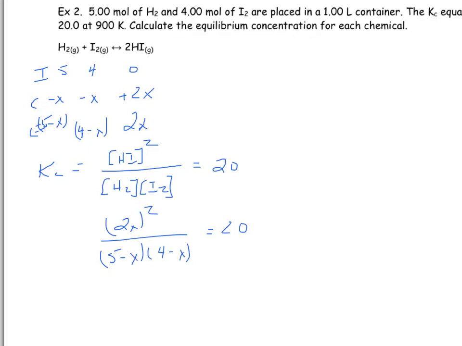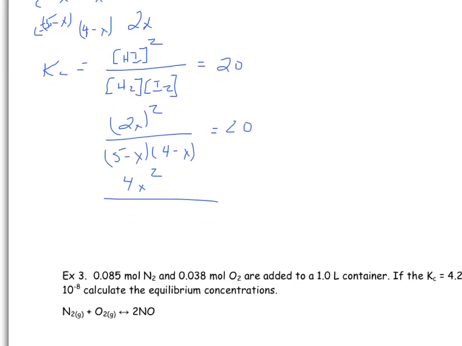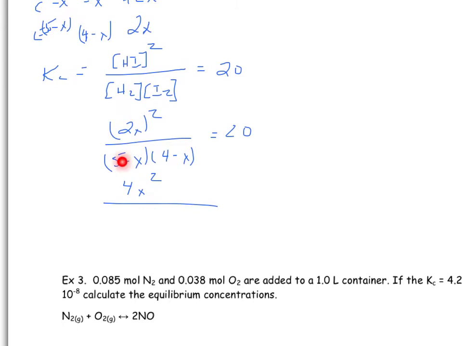A common mistake people make is when expanding this. They would just change this into 2x squared. You have to square the 2 and square the x. So this equals 4x squared. Using distributive law, I would times the 5 by 4, which gives me 20. I would get a minus 5x and a minus 4x to give me a minus 9x and a plus x squared.